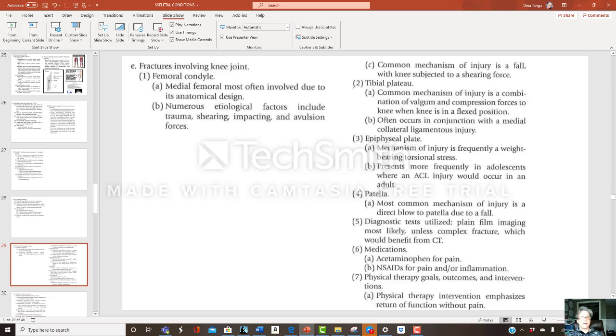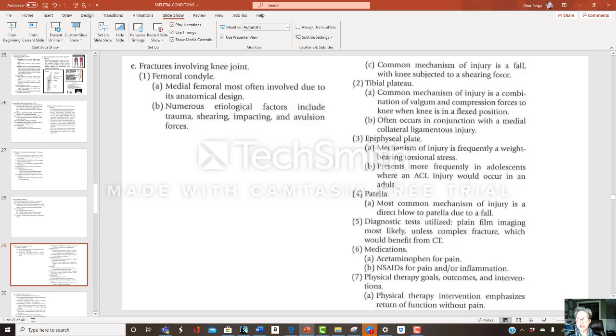Okay, fractures involving the knee joint. Femoral condyle: the medial condyle is most often involved due to its anatomical design. Numerous etiological factors include trauma, shearing, impacting, and avulsion forces. A common mechanism of injury is a fall with the knee subjected to a shearing force.